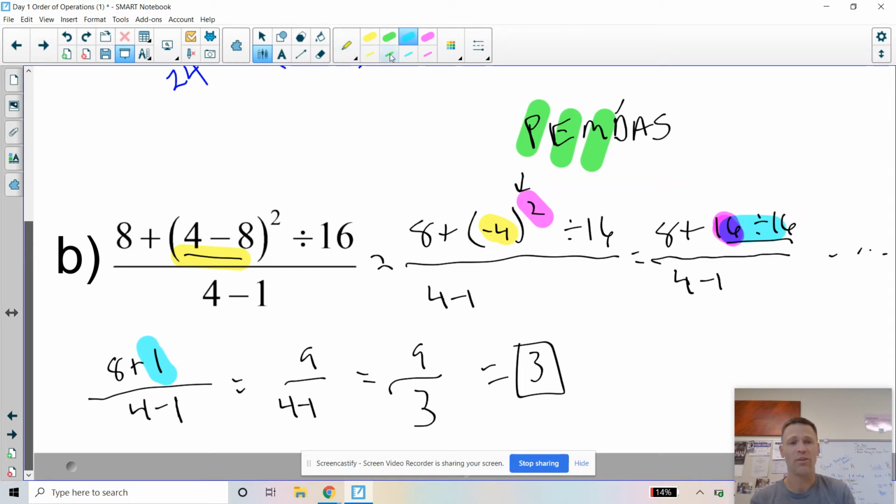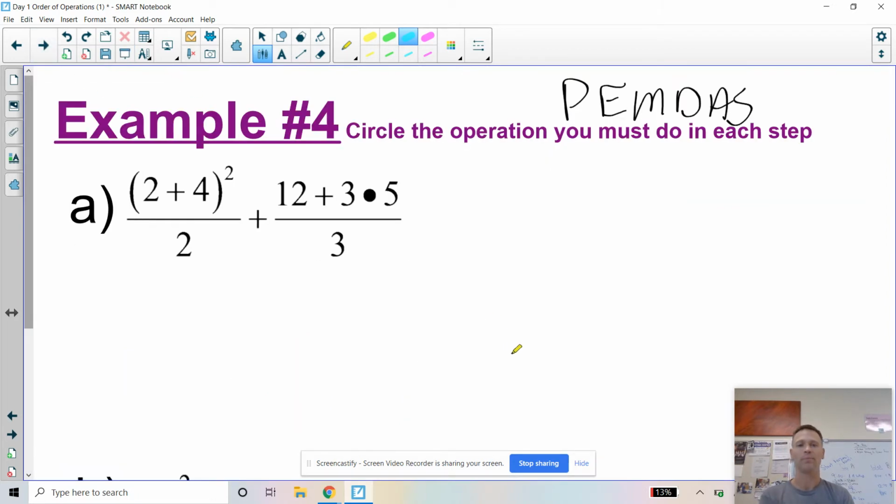And now I'm going to finish off the numerator. I have addition left, that's the only thing left. 8 plus 1 is 9. Now in the denominator, all I have to do is one step. That is 4 minus 1, which is 3. And then the last thing I have to do is simplify this. 9 divided by 3 is 3. So that one's taken care of. Notice I worked horizontally. I worked the order of operations, and I worked each grouping, the numerator as a grouping at a time, and the denominator as a grouping at a time, all done individually.